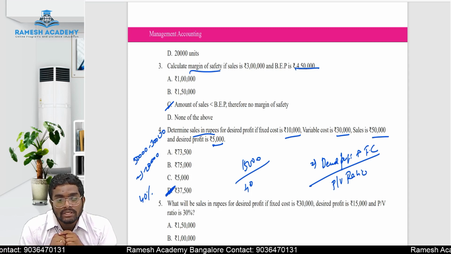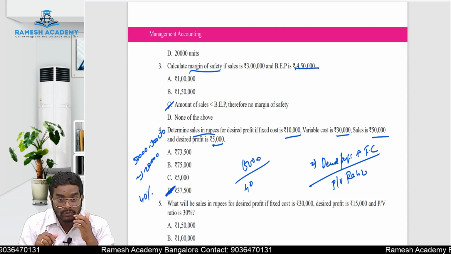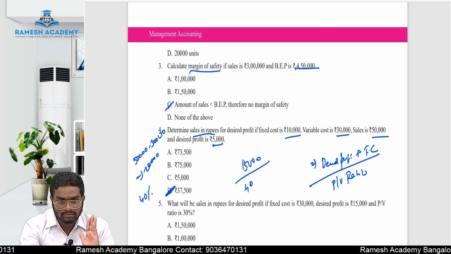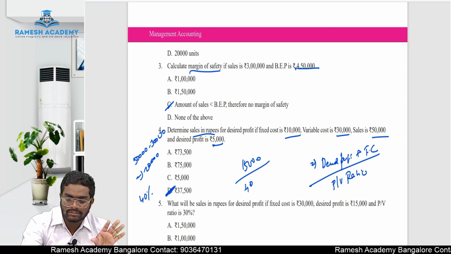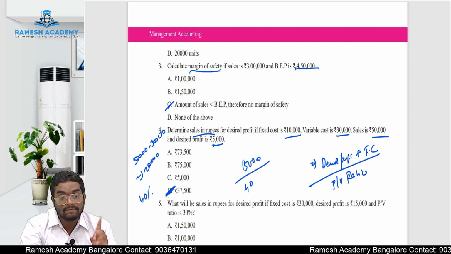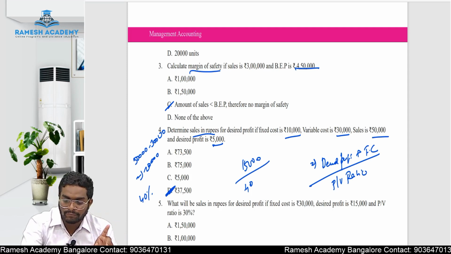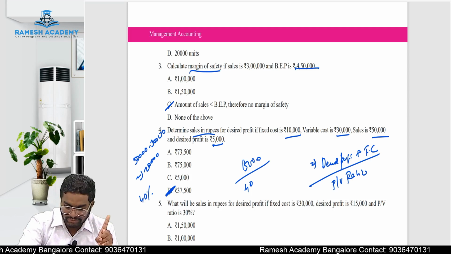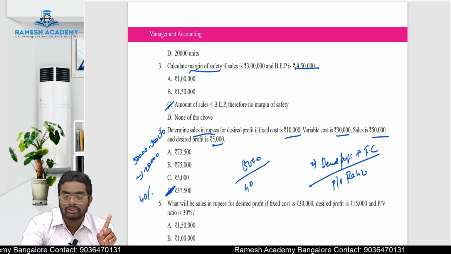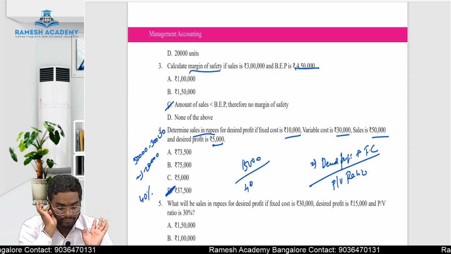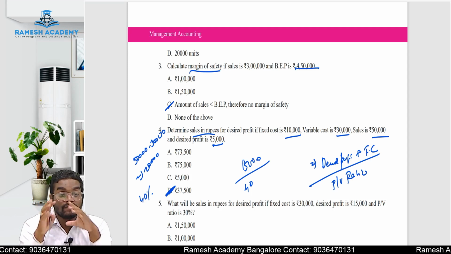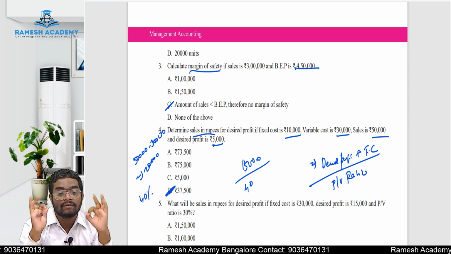So now we have calculated the sales here. So now we can cross verify. I have the sales of 37,500. My PV ratio is 40%. Into 0.4 you will get the contribution, that is 15,000, minus the fixed cost of 10,000, you will get 5,000 as the profit. So the underlying formula for this question is that we have to find the desired sales.